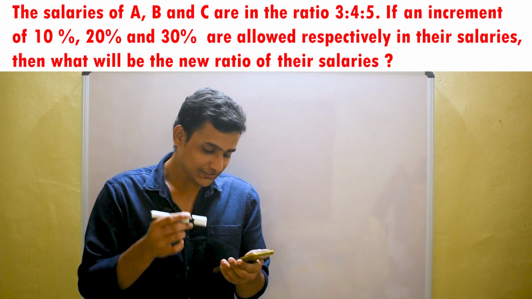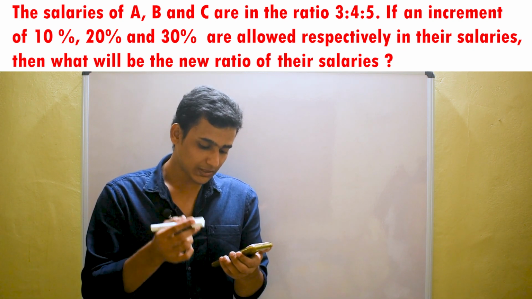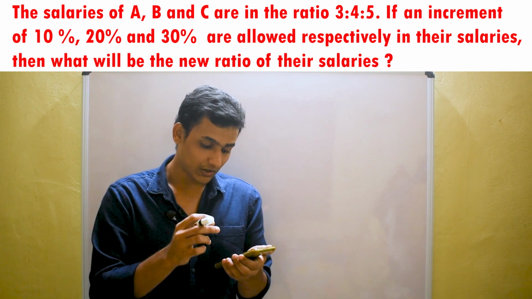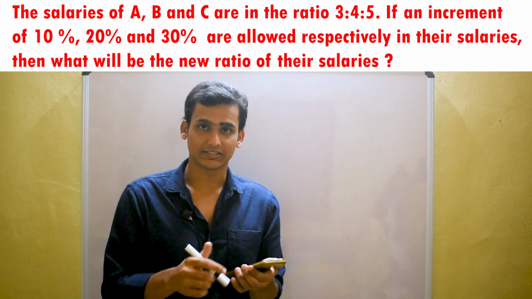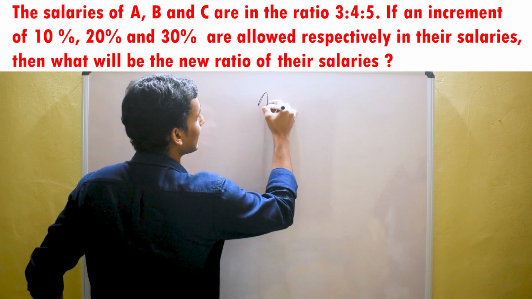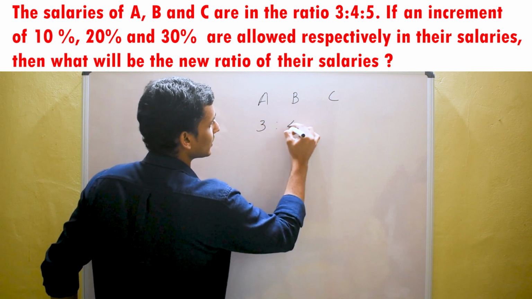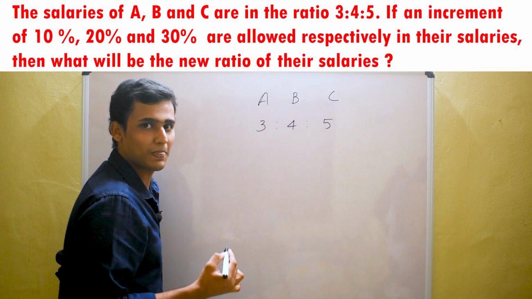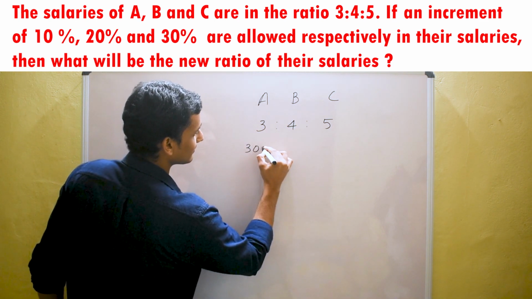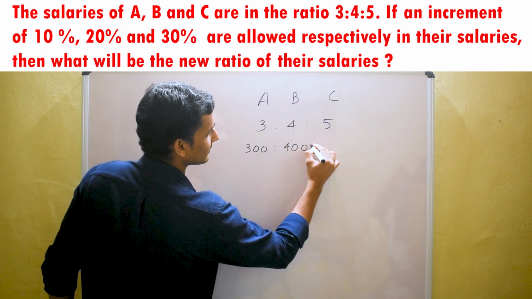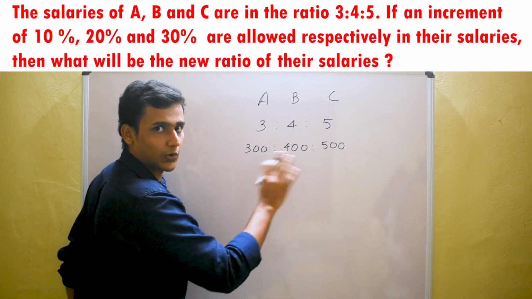Let's go for the next question. See this question. The salaries of A, B and C are in the ratio 3:4:5. If an increment of 10%, 20% and 30% are allowed respectively in their salaries, then what will be the new ratio of their salaries? Here A, B and C, ratio of their salaries 3:4:5. For the ease of calculation, I am going to take 3 as 300, 4 as 400, 5 as 500. Still it is 3:4:5. No problem.